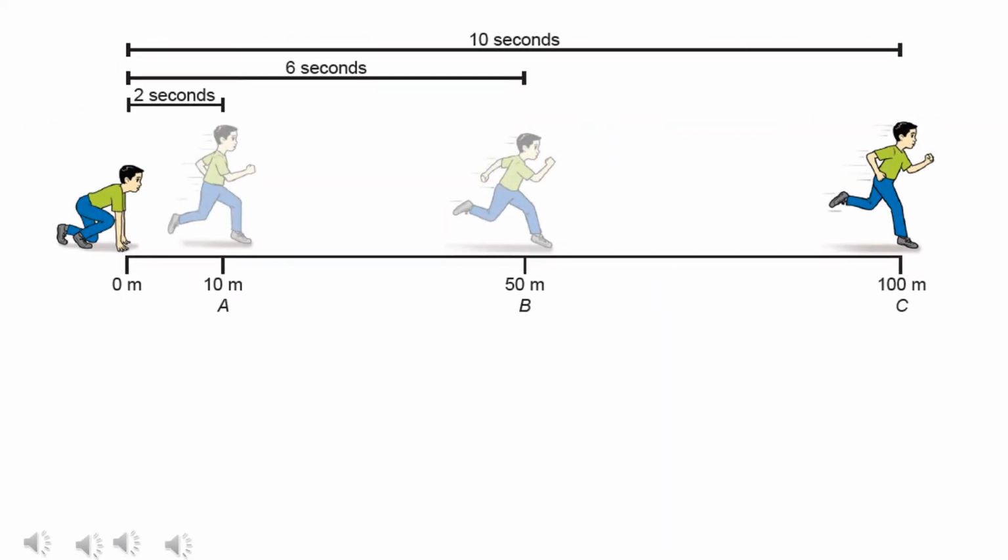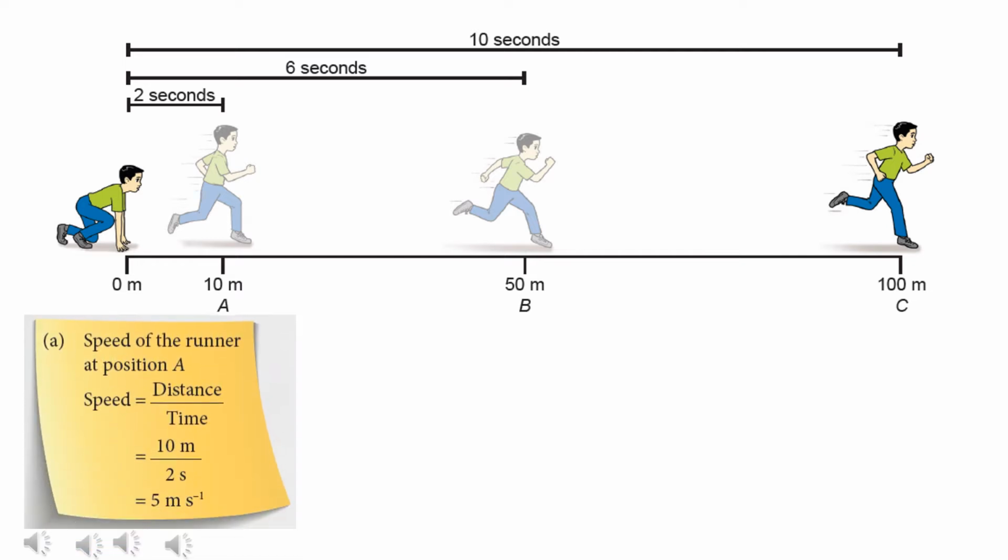Look at the picture of a runner. He took 2 seconds to run the first 10 meters. What is the speed of the runner at position A? We can use the formula, speed equals distance divided by time. The distance is 10 meters and the time taken is 2 seconds. Hence the speed is 10 divided by 2, which is 5 meters per second.